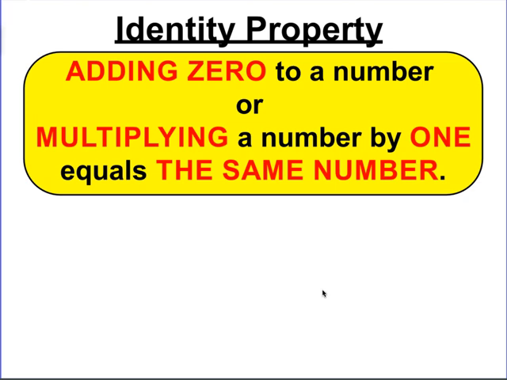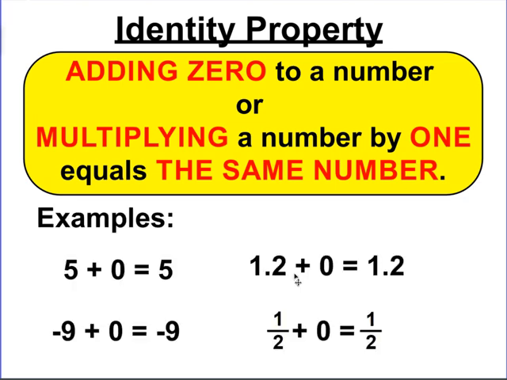This one is a fairly simple property. It just says that when you add 0 to a number, the number stays the same, or when you multiply a number by 1, the number stays the same. So let's take a look at some examples. It doesn't matter whether the number is a decimal, a fraction, a negative number, or a positive number. If you add 0 to it, its identity stays the same.